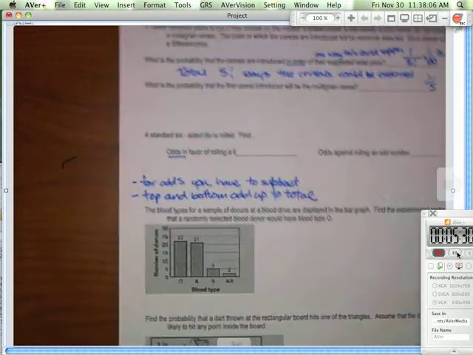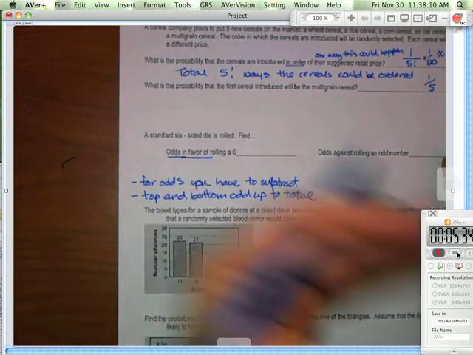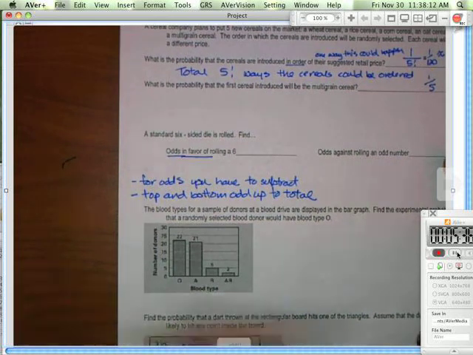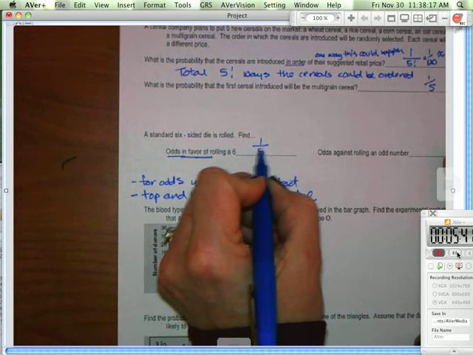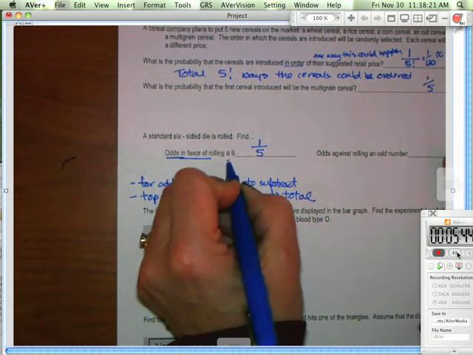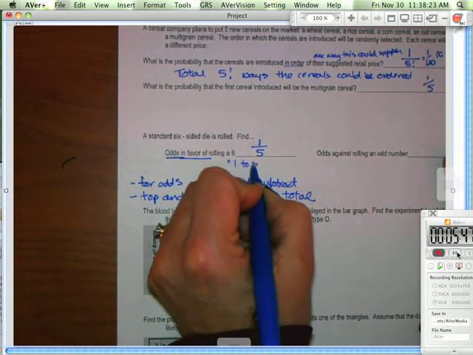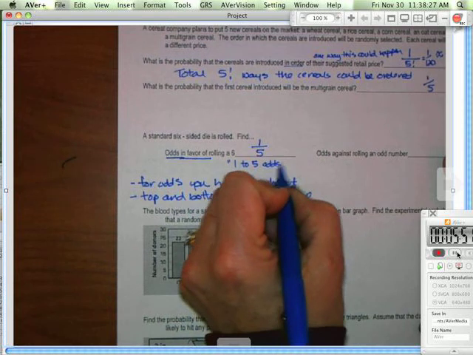So, remember on the other side I said, when we have odds in favor, we put the favorable ways, or the ways it could happen, on top. There's one way you could get a 6, and there's 5 ways you can't. So the odds are 1 over 5, or sometimes we say 1 to 5 odds in favor.